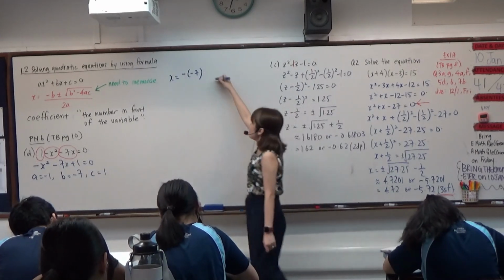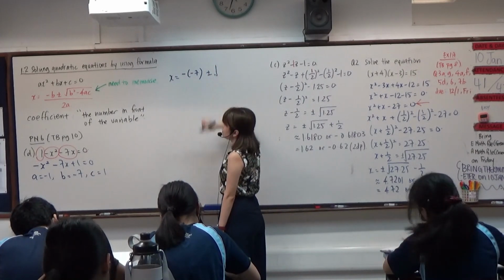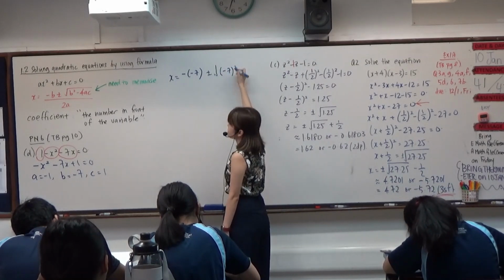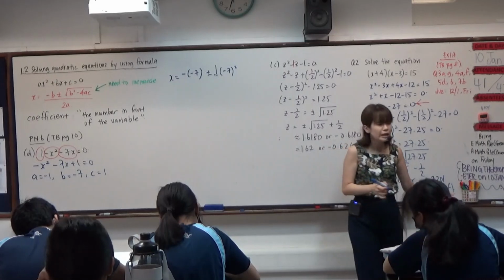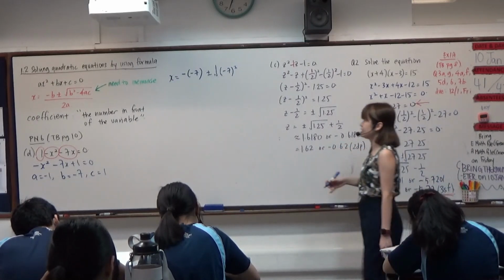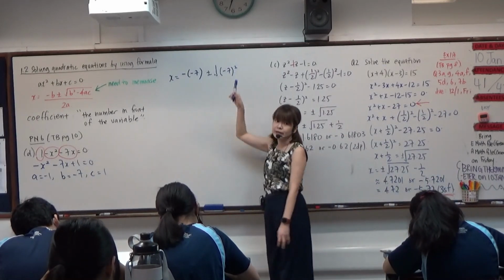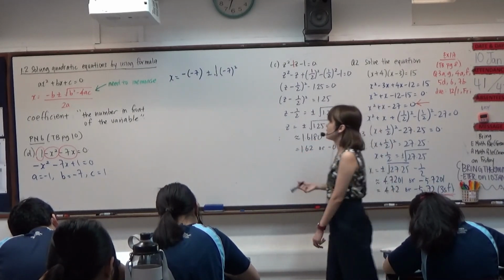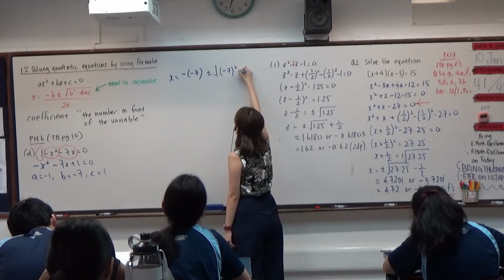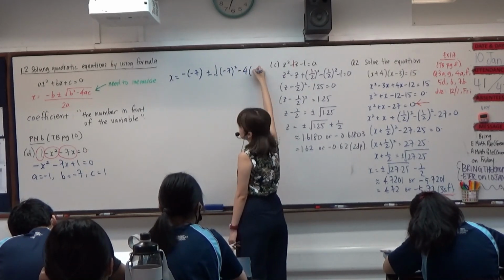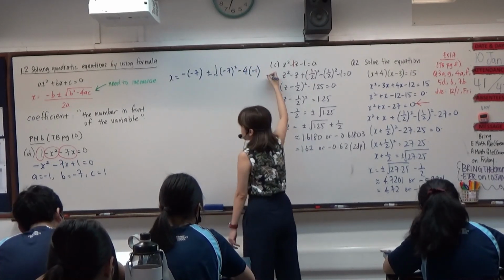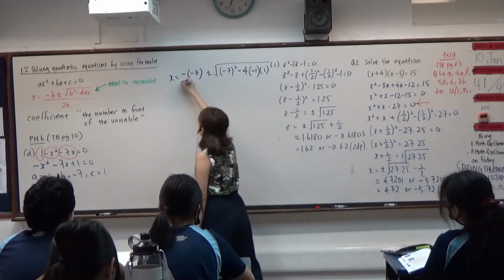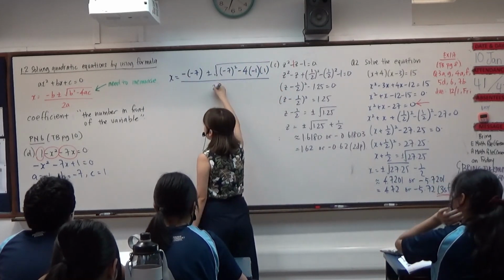Okay? Plus minus square root b squared, b is negative 7, so put in negative 7 squared. Okay, I prefer that you don't drop the negative, although negative 7 bracket squared is the same value as positive 7 squared. Okay. So minus 4 AC, A is negative 1, C is 1. Then divide by 8.